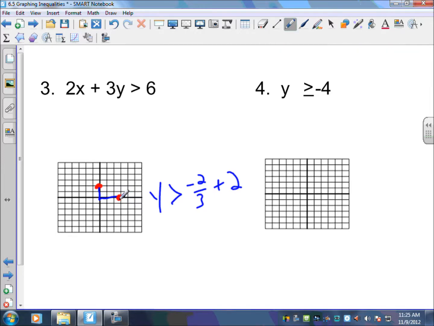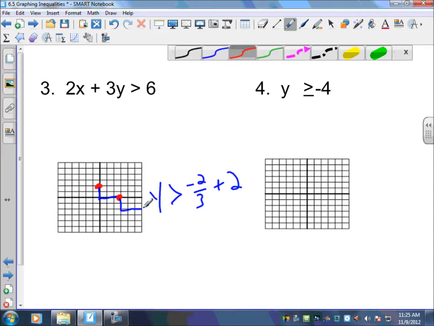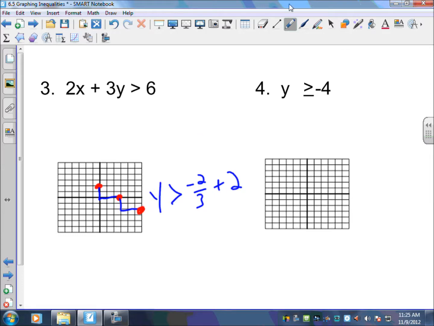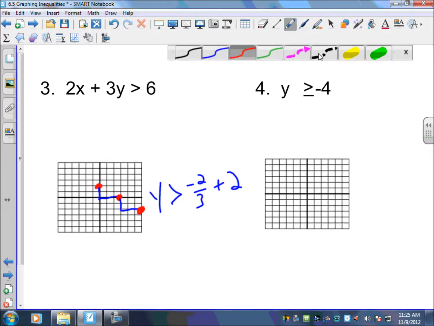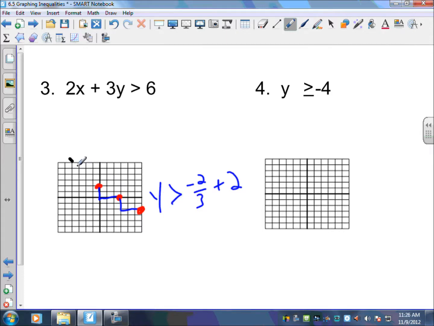Down 2. 1, 2. Over 3. That's where I put my dot. Now, this is where kids go wrong with this. There's no line underneath my inequality, so that means I have to do a dotted line. Okay? Don't forget to put your arrows.